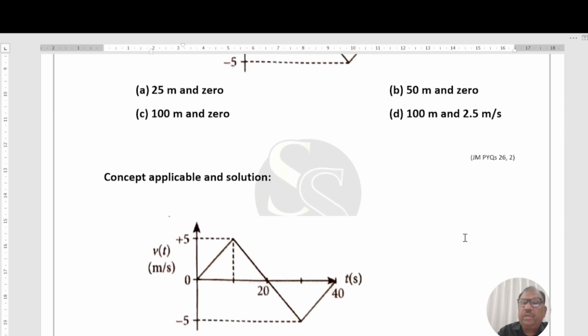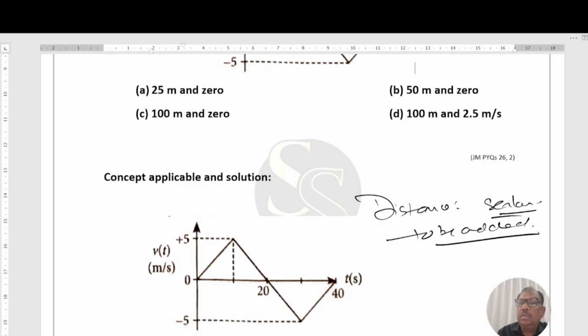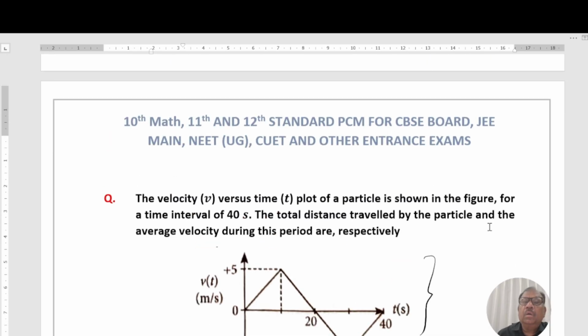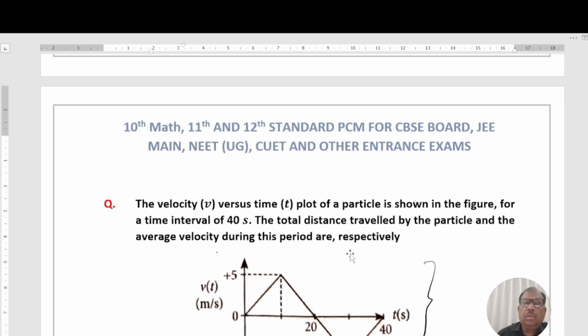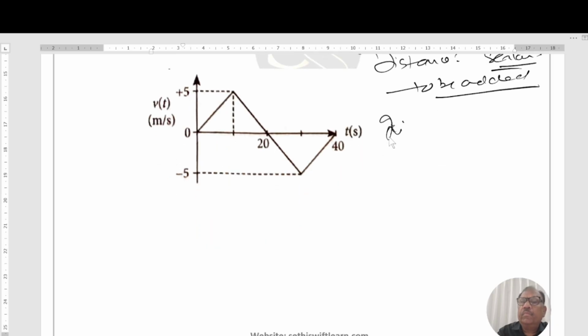In this case, we have to find distance, which is a scalar quantity, to be added algebraically, to be added simply, and average velocity, which is displacement upon time. Using this concept.